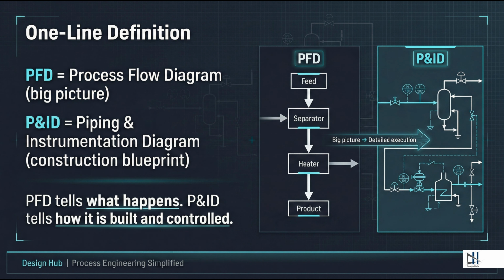Here is the simplest definition. PFD is a process flow diagram. It shows a big picture. P&ID is a piping and instrumentation diagram. It is a construction blueprint. PFD tells what happens in the process. P&ID tells how the plant is built and controlled.